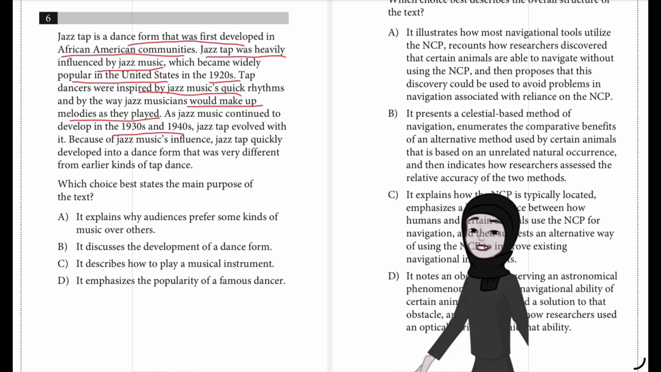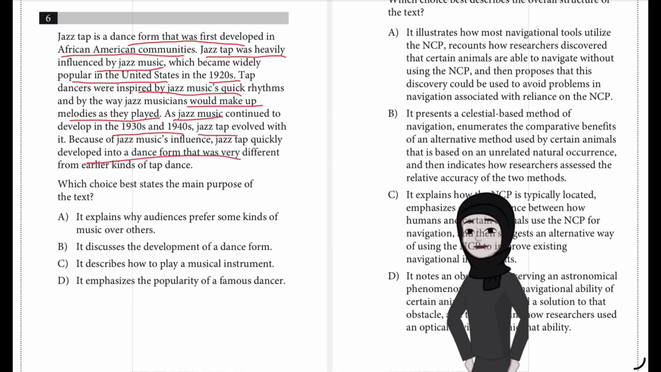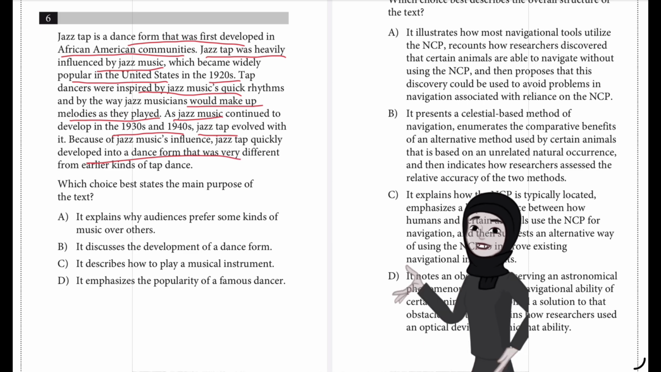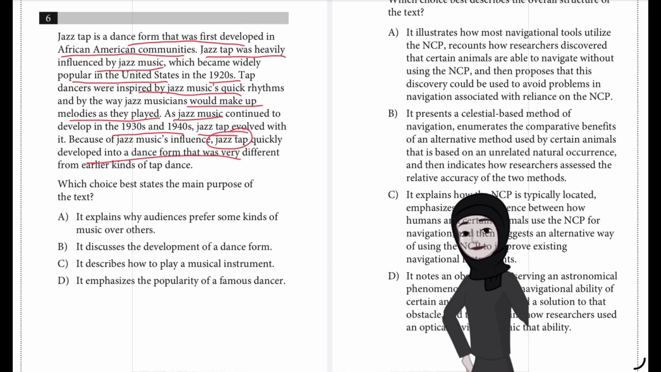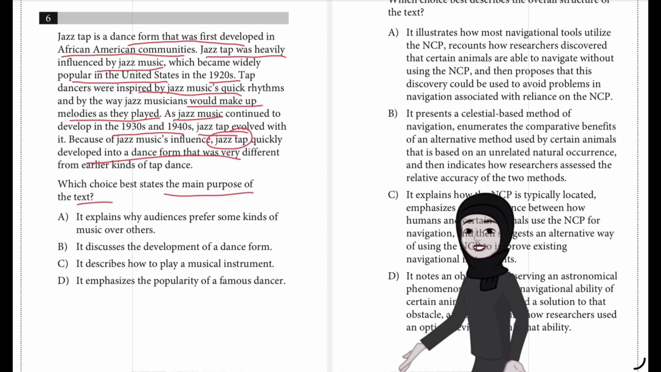And then this jazz music continued to develop in the 1930s and 1940s. And as the jazz music developed, even jazz tap evolved with it. So, because of jazz music's influence, jazz tap quickly developed into a dance form that was very different from earlier kinds of tap dance. So, it formed its own type of dance. It was a new dance. So, jazz tap it was called.